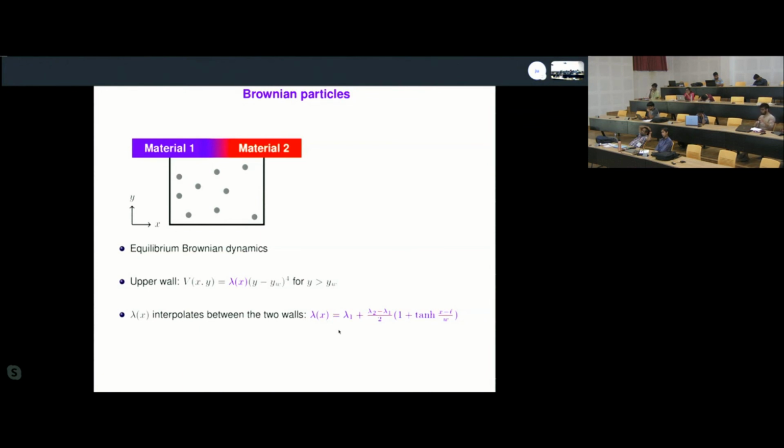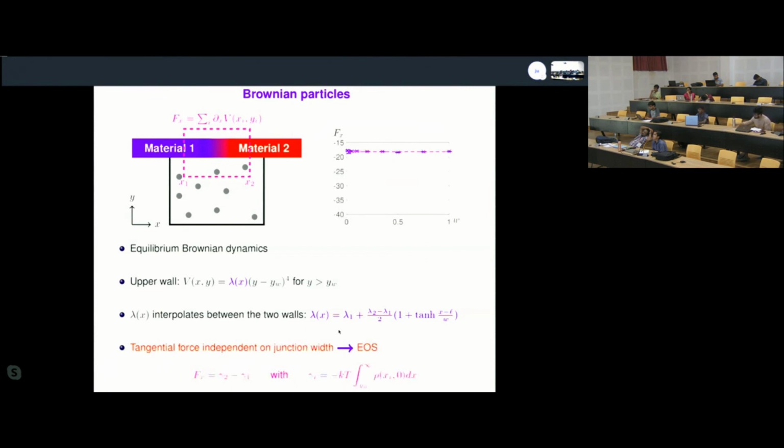To check the existence of this equation of state, what I can do is measure the total force exerted by the fluid on the junction in a big box that comprises the junction. If I do that and I change the width of my potential, I can check two things. First, that the force I measure, which is given by the blue crosses, is indeed independent of the width of the junction. So however I glue my two materials, the force exerted on the upper wall is the same.